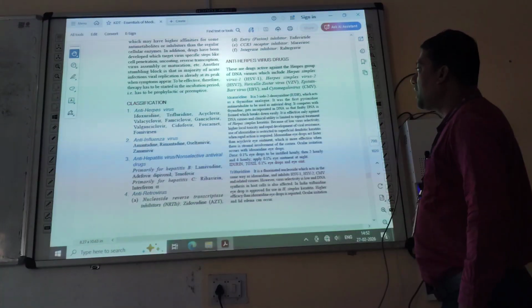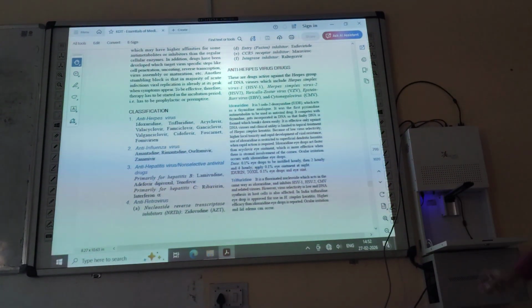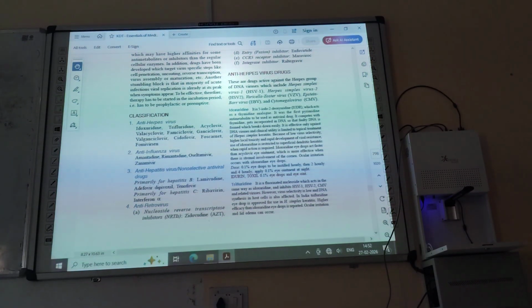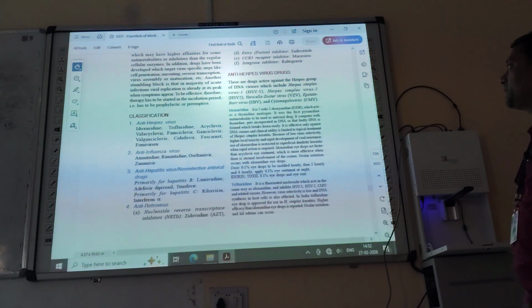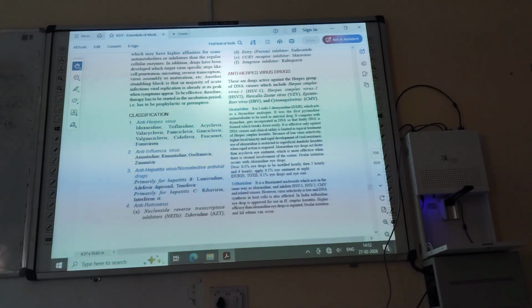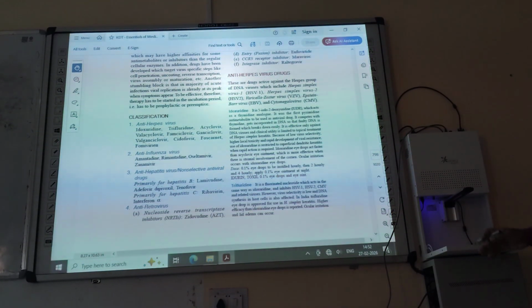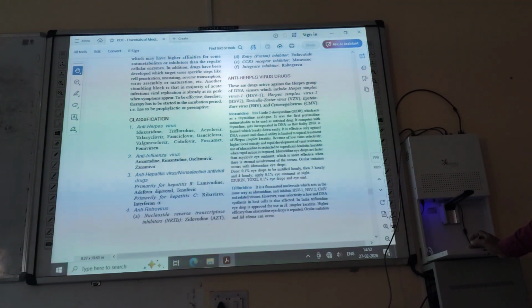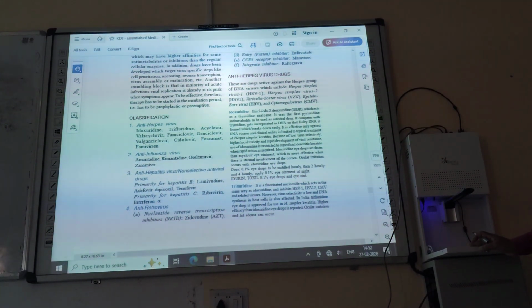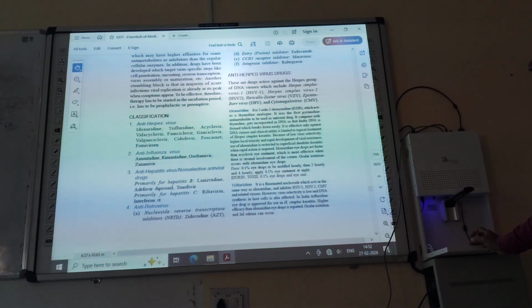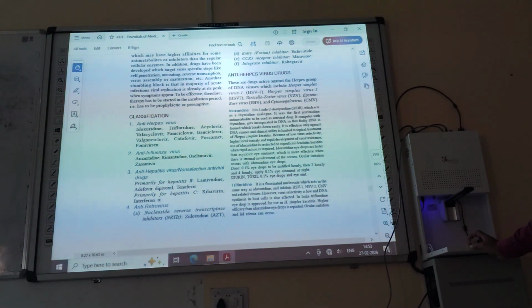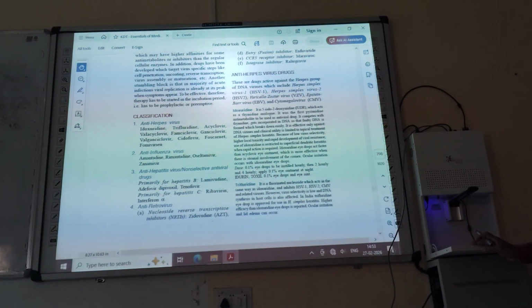The example is idoxuridine, 5-iodo-2-deoxyuridine, IUDR, which acts as a thymidine analog. It was the first pyrimidine antimetabolite to be used as an antiviral drug. It competes with thymidine, gets incorporated in DNA so that faulty DNA is formed.